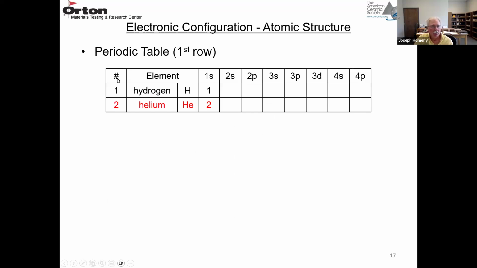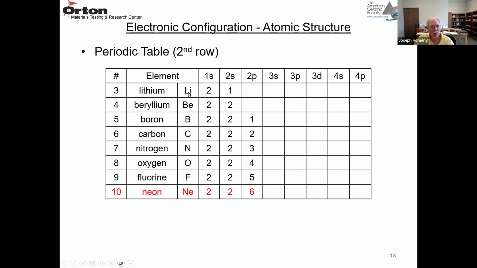So I've shown a couple of the rows in the periodic table here. This is row 1. We have hydrogen and helium, and we just fill a 1s, and then the second 1s electron. So highlighted in red is helium because it's got a complete outer shell that's filled, and it's an inert gas.